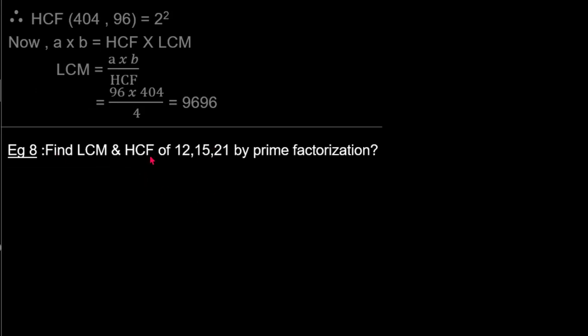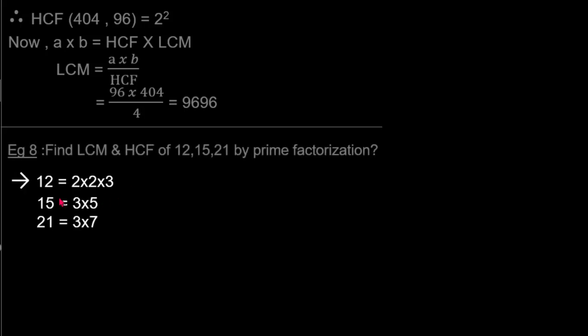Next numerical, find the LCM and HCF of these three numbers by the prime factorization method. Till now we have seen it for two numbers, now it is for three numbers. So 12 can be broken down as 2 into 2 into 3 in terms of prime factors. 15 can be broken down as 3 into 5. Similarly, 21 can be broken down as 3 into 7.